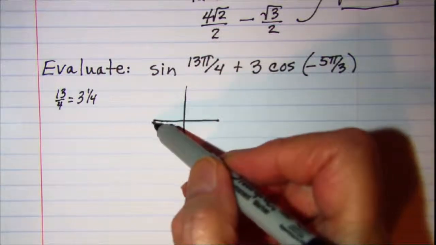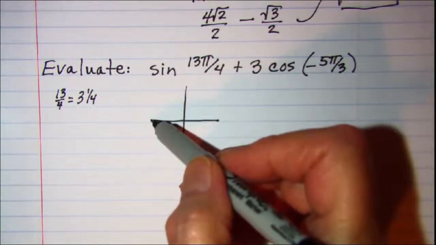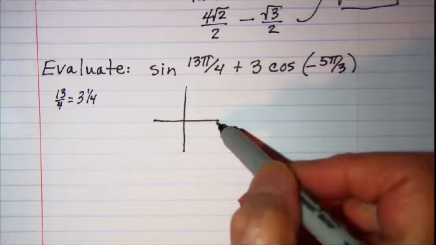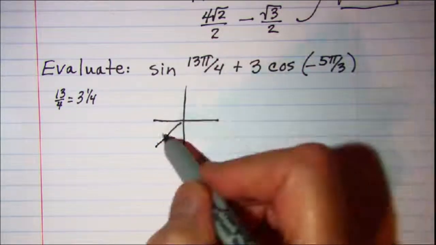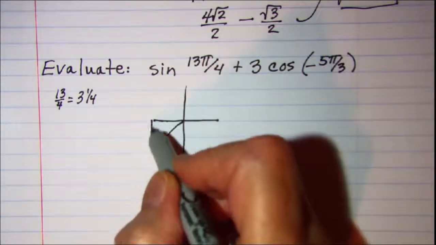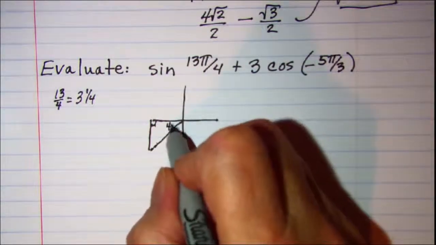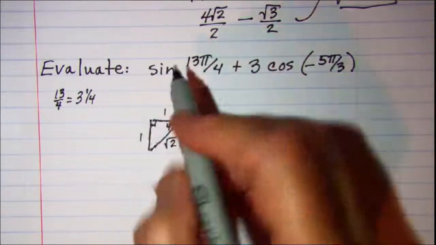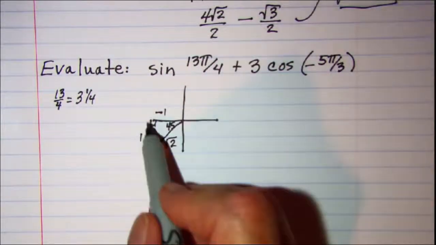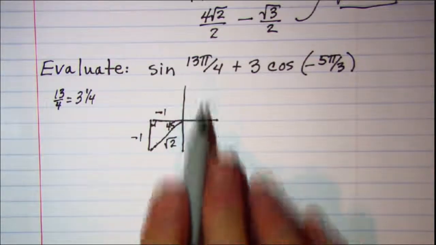So since I'm talking about that many pi, one semicircle is 1 pi. So from starting over here at the positive x-axis, I have 1 pi, and then 2 pi, and then 3 pi, and then 1/4 of a pi would put me in quadrant 3. Pi over 4 is a 45-degree reference angle, so we have a 1, 1, root 2, and this one is going left, so he needs a negative, and this one's down, so that needs a negative. So now I have my numbers ready to put into the problem.